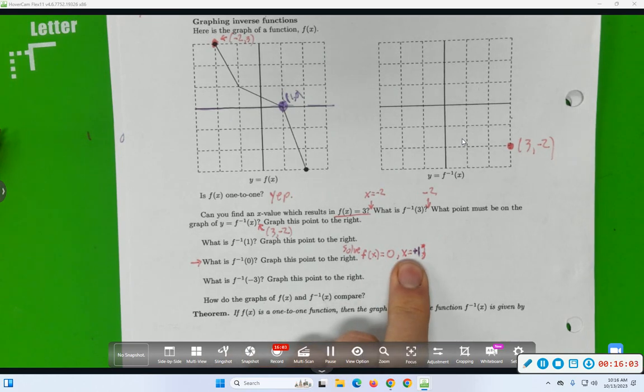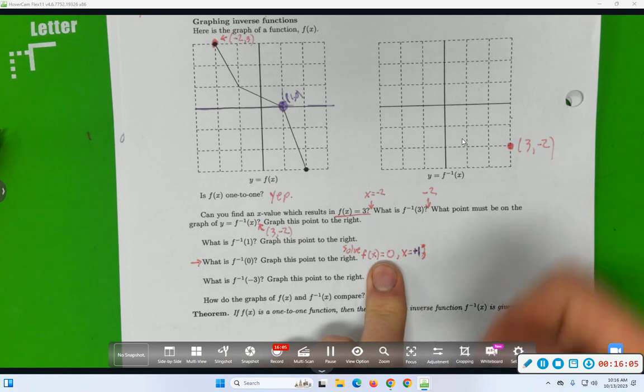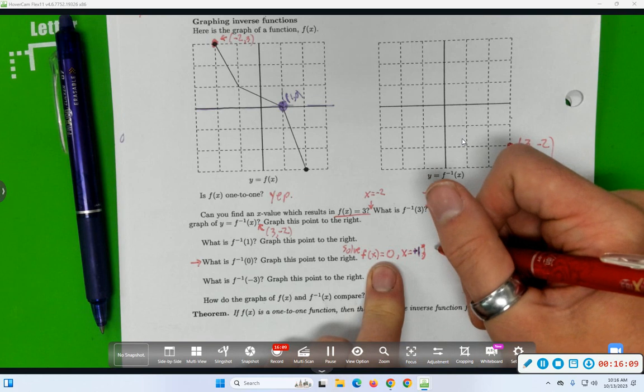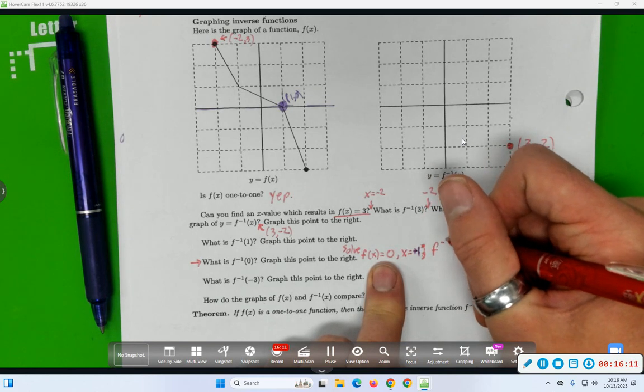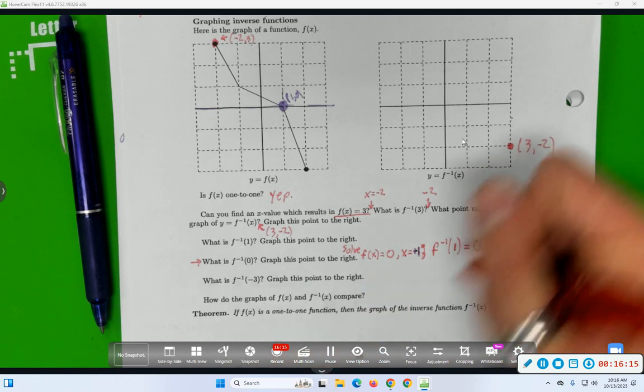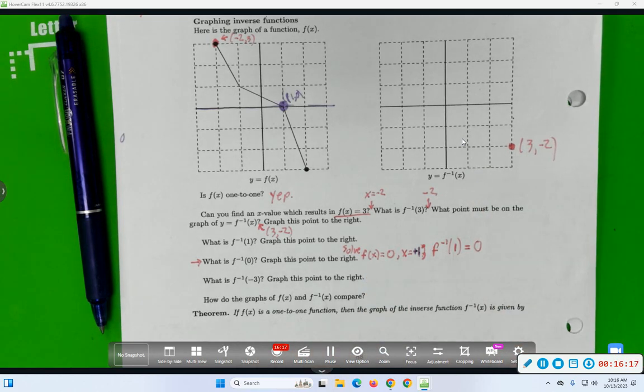Since x equals 1, an input of 1 goes to an output of 0, and inverse functions do the exact opposite. F inverse of 0 is then positive 1. As soon as you know f of an input is an output, you know that f inverse of that output is the input. All right, cool. So that means I know a point that's on the graph of the inverse.